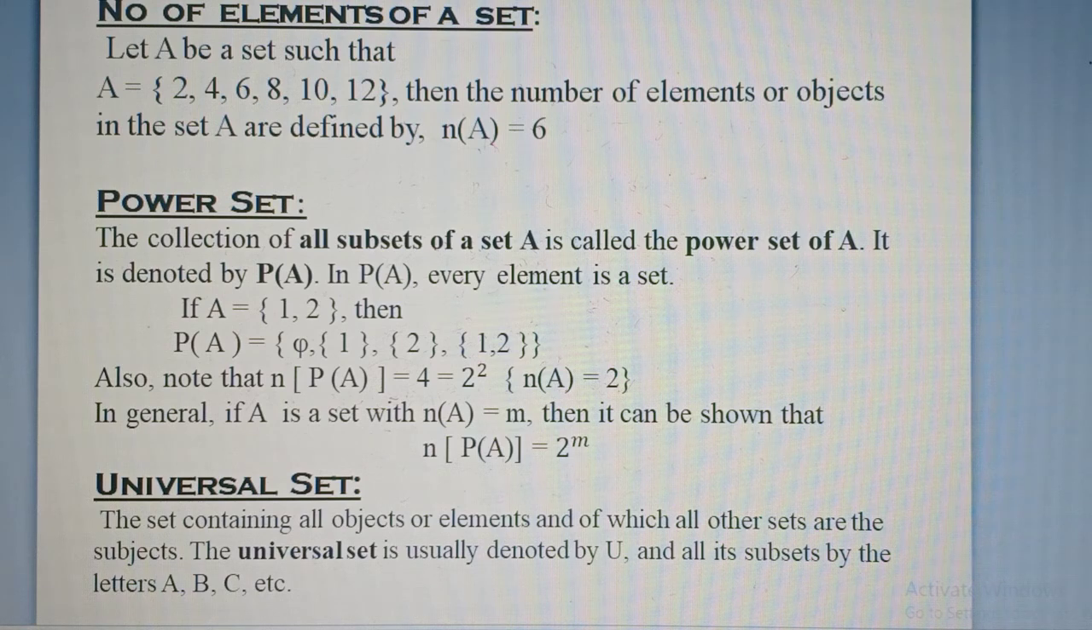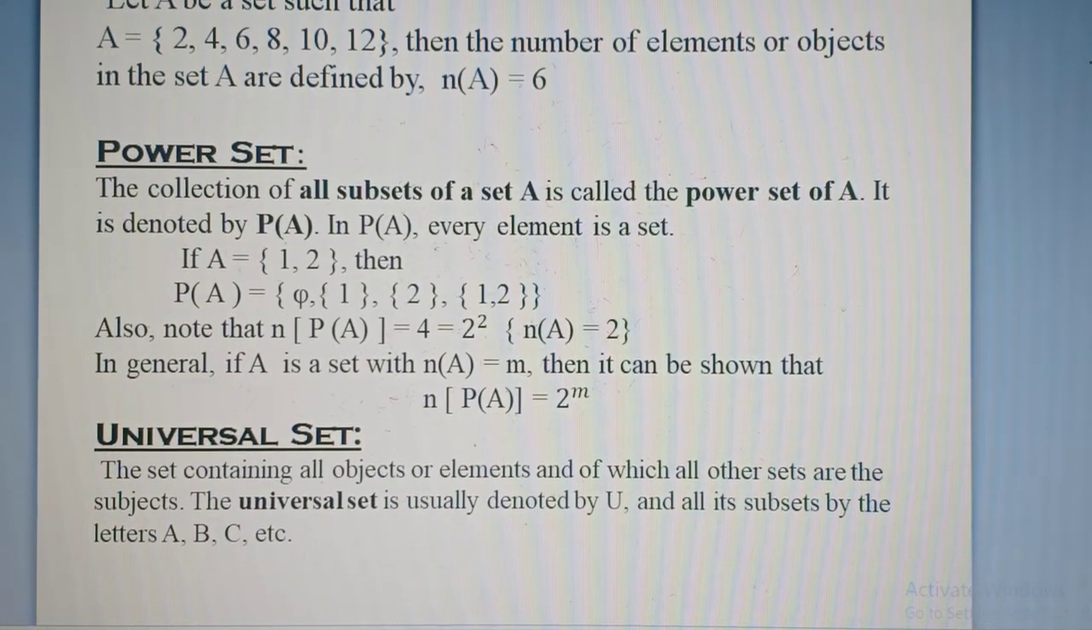Now I'll discuss what is a universal set. The set containing all objects or elements of which all other sets are the subsets. The universal set is usually denoted by capital U and all its subsets by the letters capital A, capital B and capital C. Actually students, universal set is the superset of all the sets. Superset of all the sets.